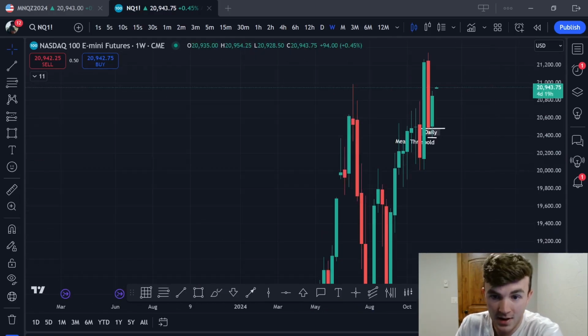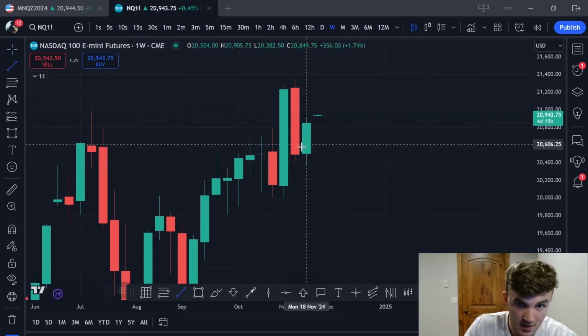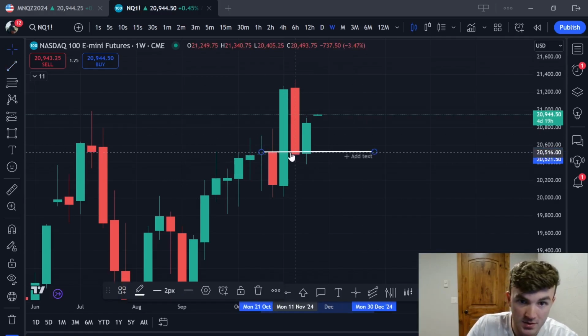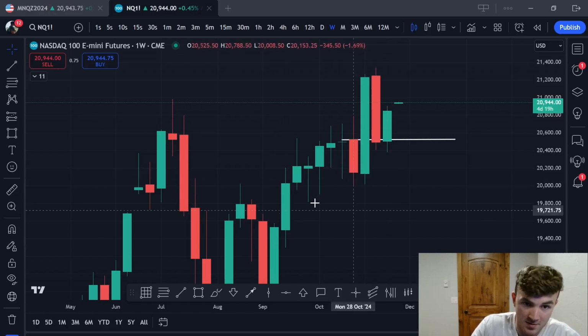It's also interesting because this is a weekly order block here. So far we closed right around this, and we opened right around this weekly order block. So far it looks like it could be respecting this weekly order block level.